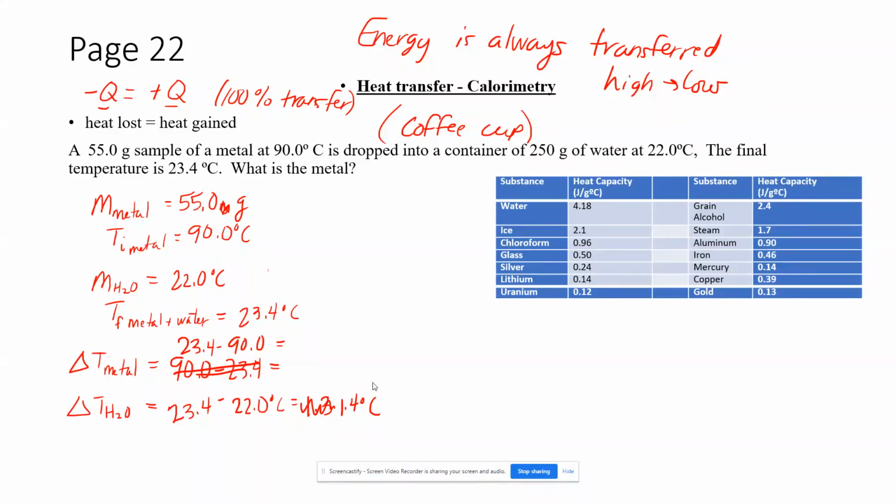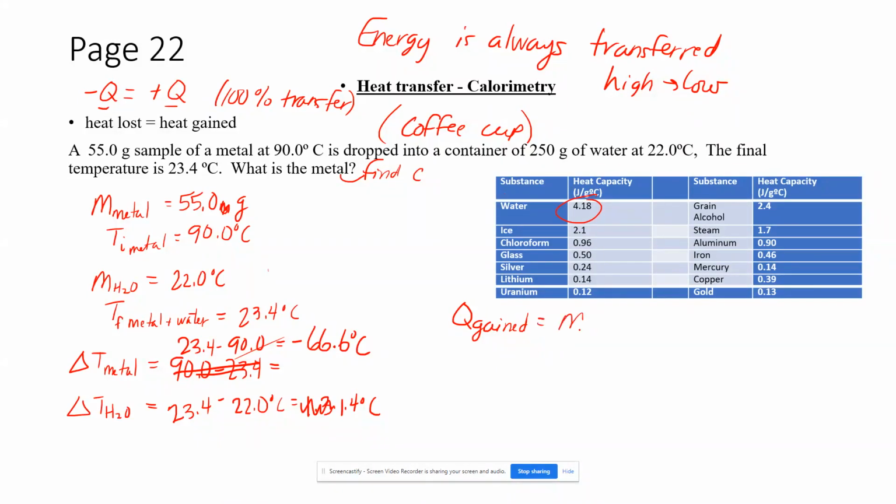And then we know 23.4 minus the 90. Again, it cooled, which is why it's negative. So I know the temperature changes for the metal and for the water. I know the mass of the water. I know the mass of the metal. The problem is I don't know the specific heat of the metal. So I need to find C. Well, I know C for the water because I'm heating up water. So let's calculate the heat gained by water.